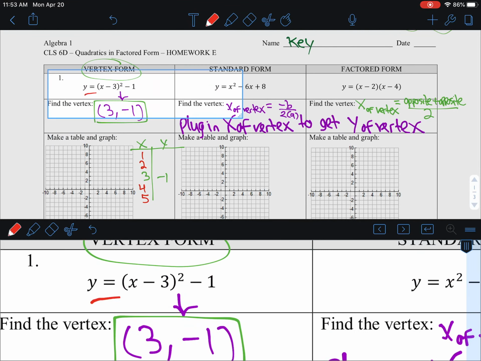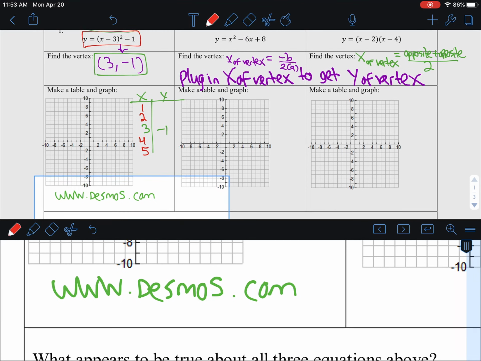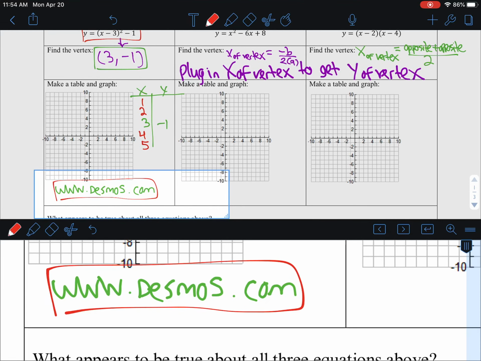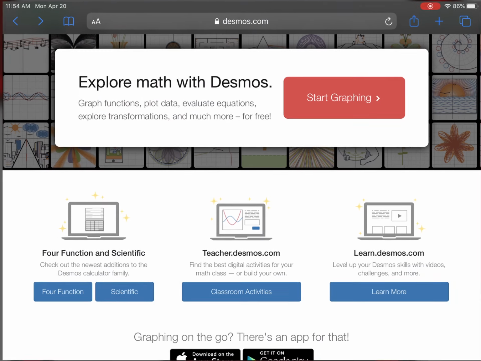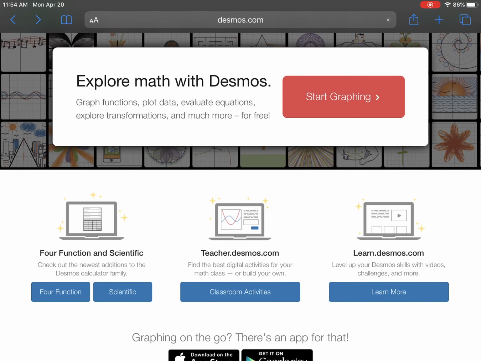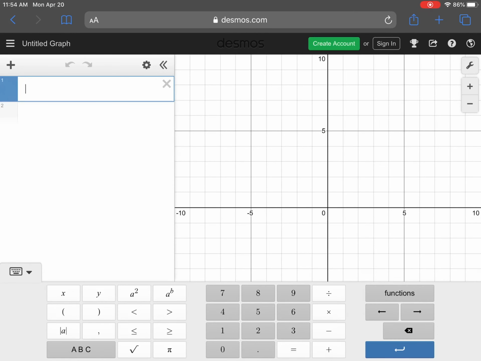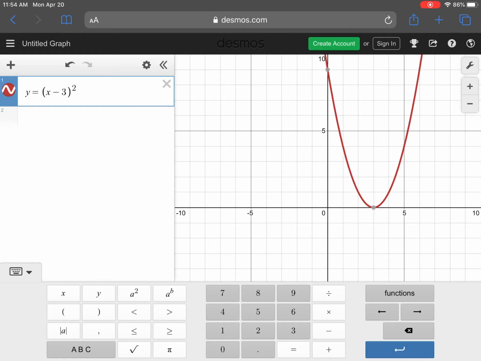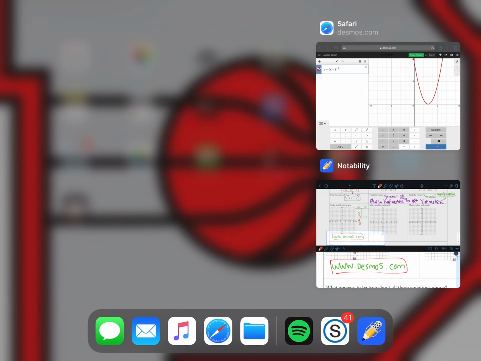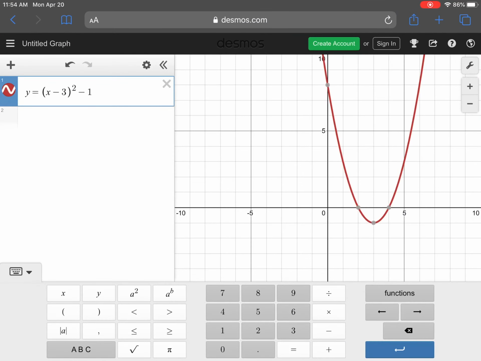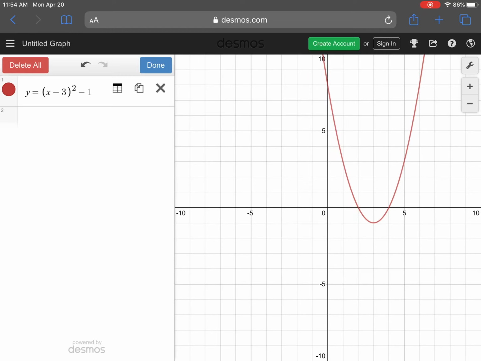Then you can go ahead and go to www.desmos.com to graph this now. So I'm going to actually go there. This is what it looks like. You want to hit start graphing. And then you plug in your function. In this case, I'm going to do the vertex form one: x minus 3 squared, and then, was it -1? Yes, -1. Don't forget the -1. And then in order to get to the table, you have to hit this gear that I have highlighted right there, and then you hit the table button.